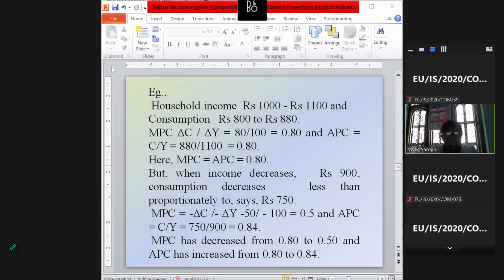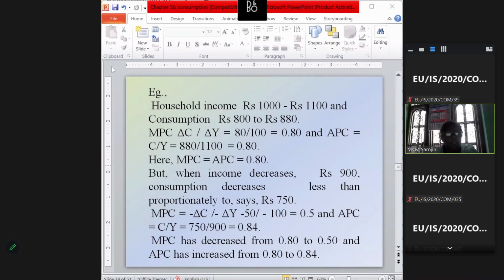This is the numerical example for the ratchet effect. The ratchet effect explains that when income increases, consumption also increases, but when income decreases, consumption does not decrease proportionately. At that time APC rises and MPC falls, and we are going to prove how that is possible. For example, here the household income rises from 1,000 to 1,100.